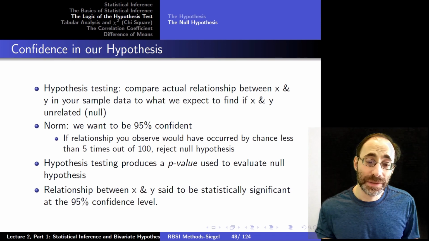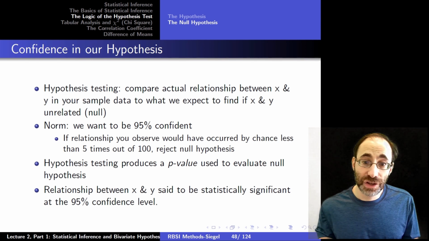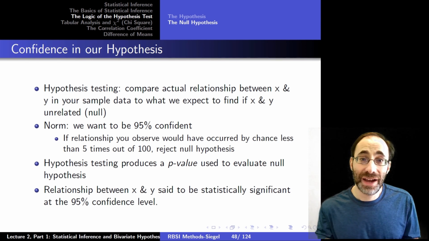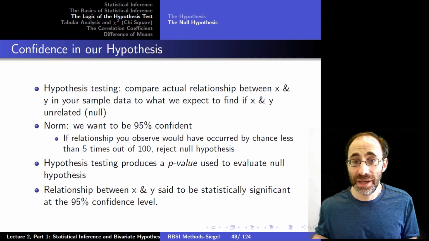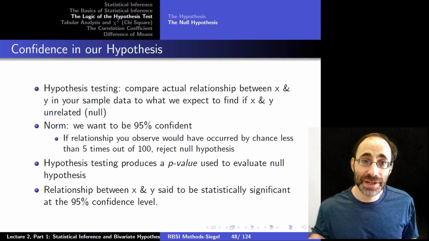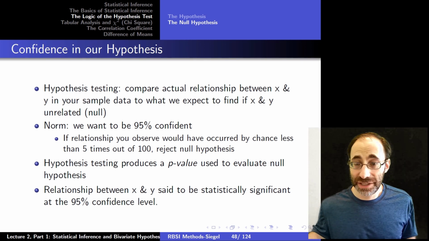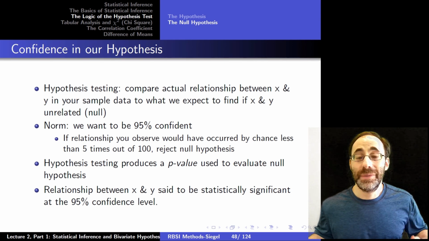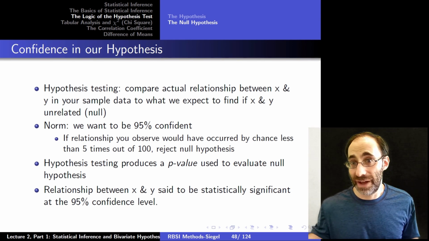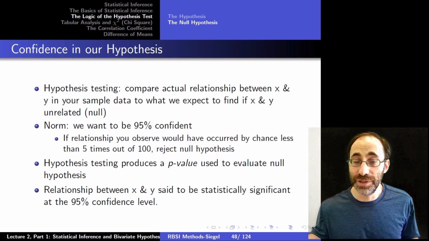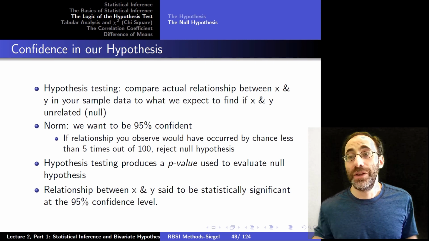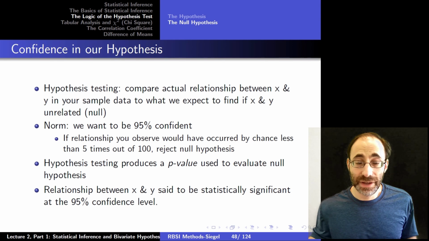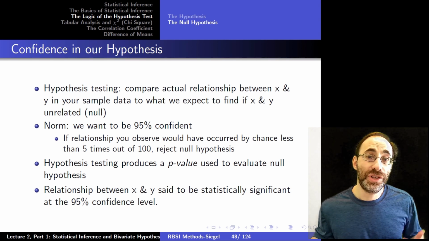look for 95% confidence. 95% confidence in the results means if the relationship we observed would have occurred by chance less than 5 times out of 100, we can reject the null hypothesis. So if you get some test statistic and there's only a 5 in 100 chance that that statistic occurred by chance given that null, then we can reject the null hypothesis. Or if there's less than a 5 out of 100 chance that that thing you observed in the sample occurred by chance given the null, then you reject the null. If there's a greater than 5% chance that you could have gotten what you got given the null was true, then we don't reject the null.